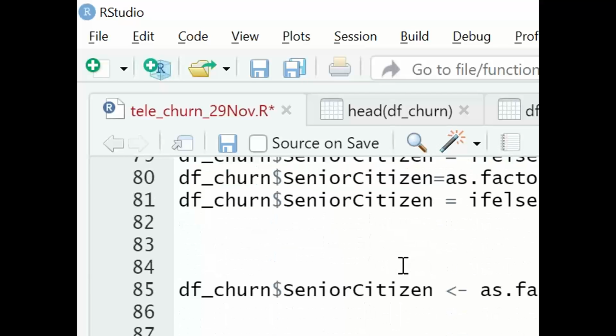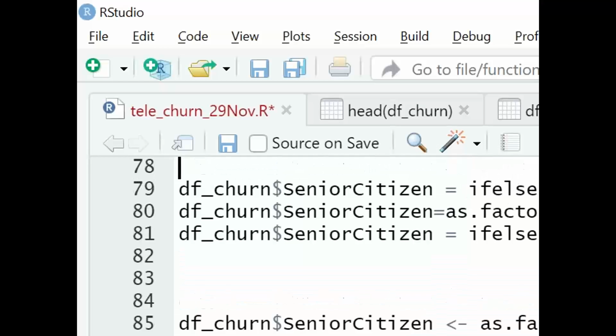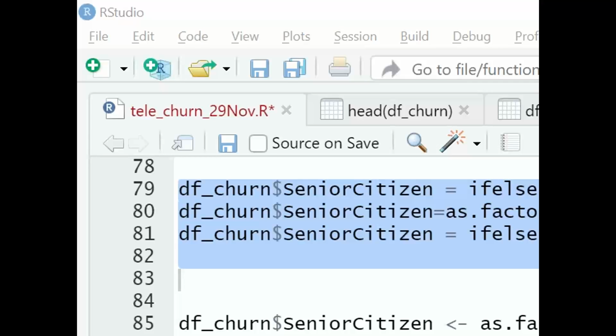So this was the code that we executed, and at the top there was another way of doing that. So I'm sharing both the ways. These are the 2 ways that we discussed.